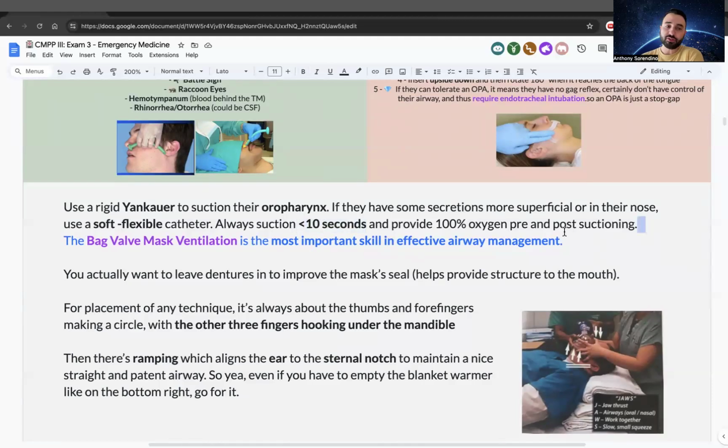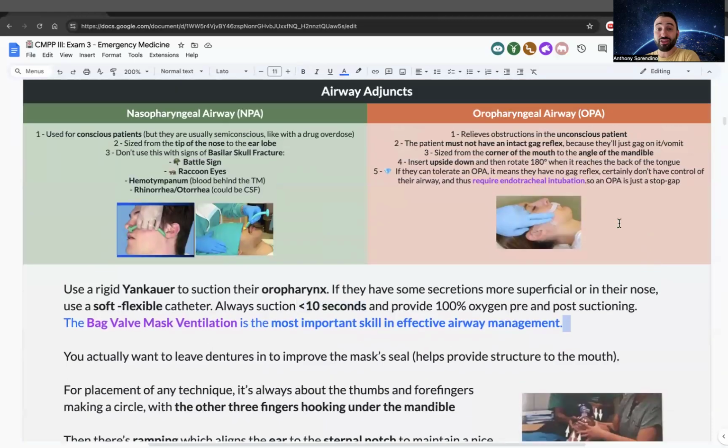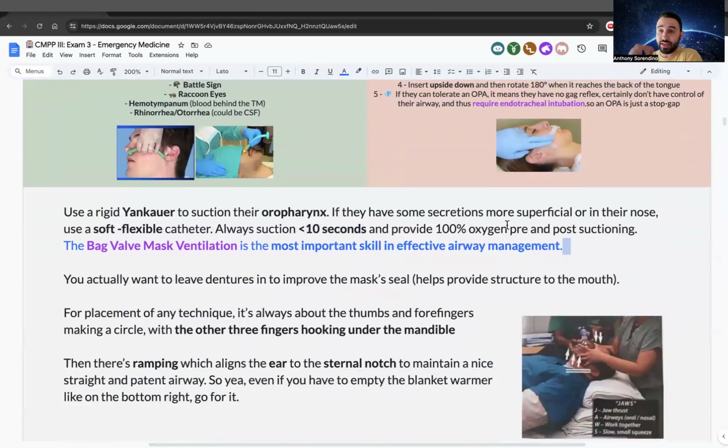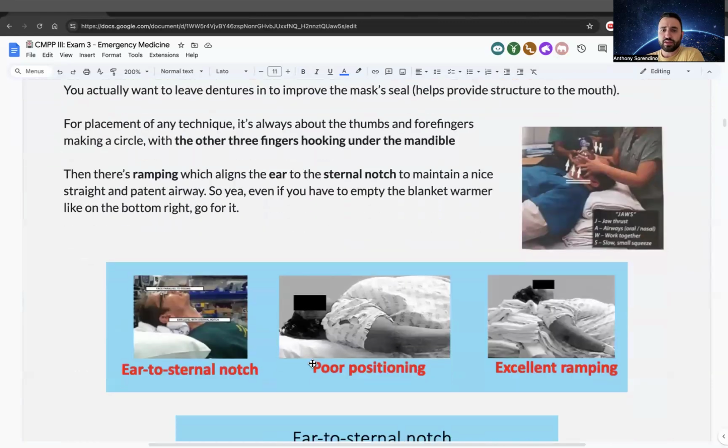Just in general, they mention this all the time. The BVM is the most important skill in effective airway management. So not intubation, not endotracheal tubes, nothing with any of this other stuff. It's simply just the BVM. Because if you're not able to use that, it doesn't matter if you have a secure airway because you're not ventilating them, right?